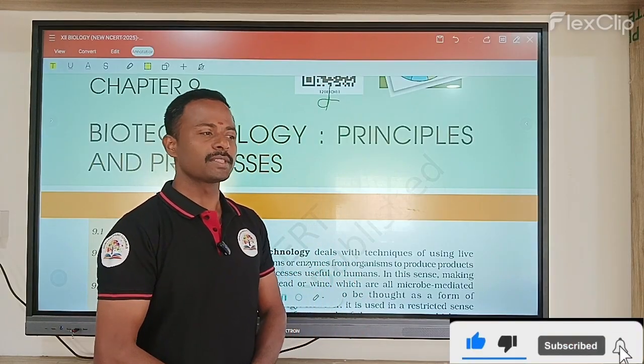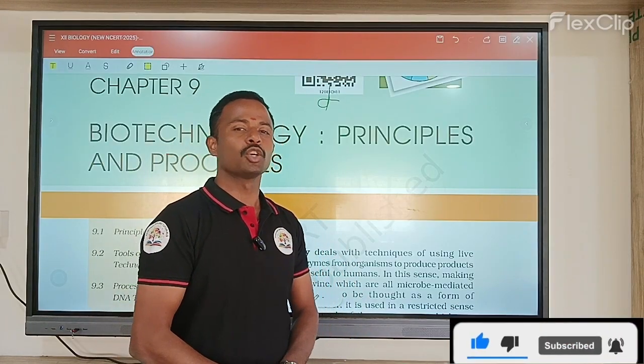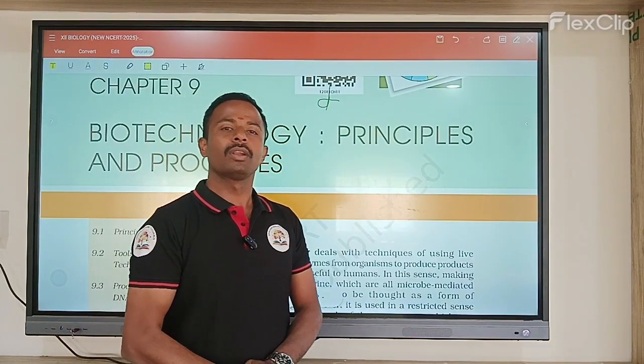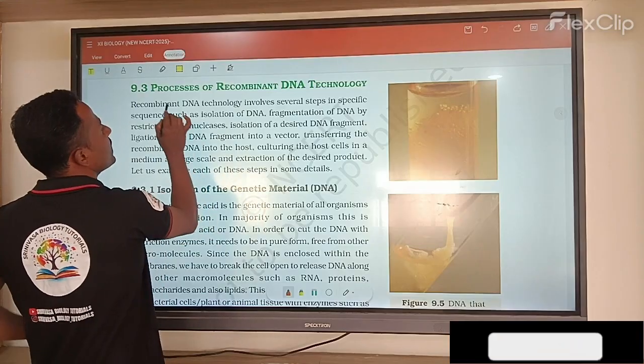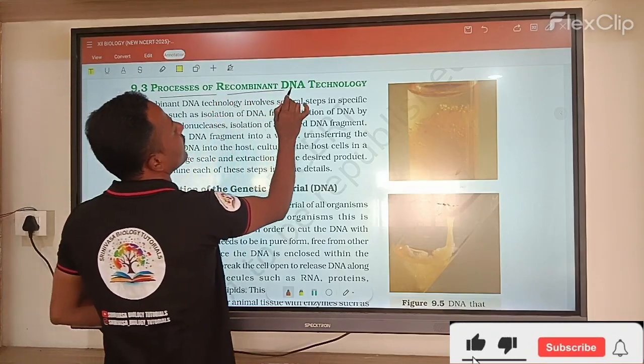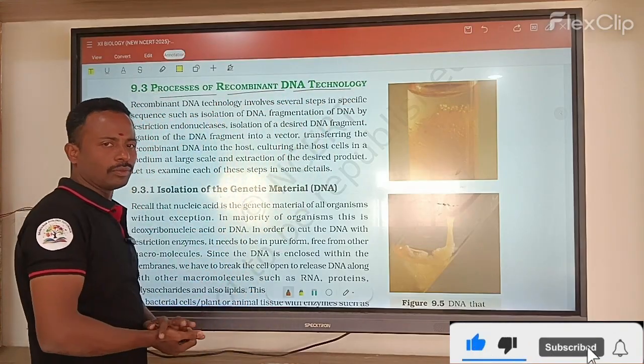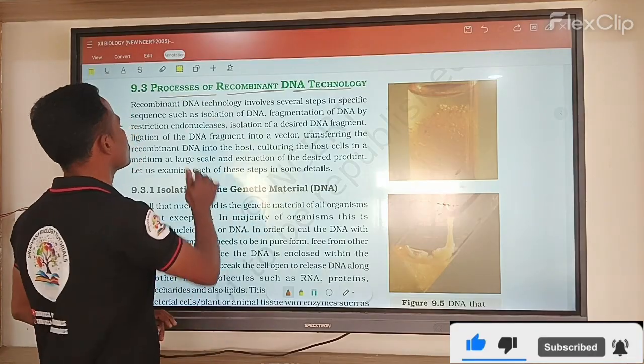For this section we discuss NCERT Class 12, the chapter Biotechnology Principles and Process, Part 6. Let's discuss the process of recombinant DNA technology.